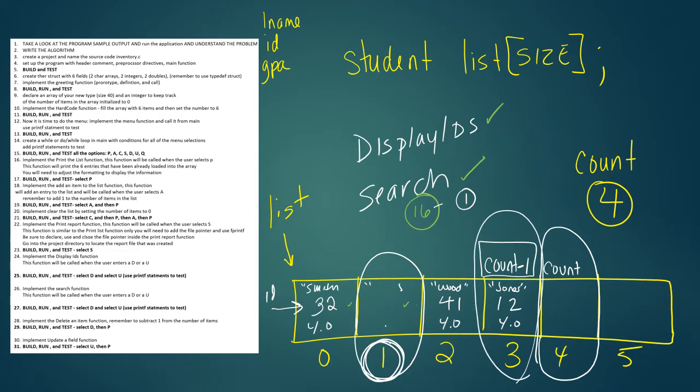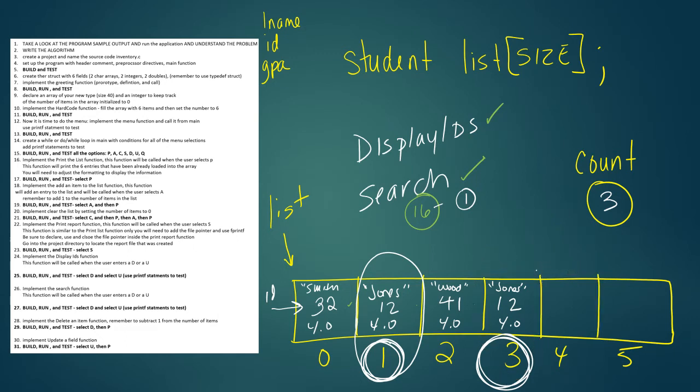and replace it here. So this is going to be Jones, but not Jones 32 anymore. It'll be Jones 12 and a 4.0. And then you're just going to subtract 1 from count. So then count will become 3. So this will become your first empty location the next time you go to add.